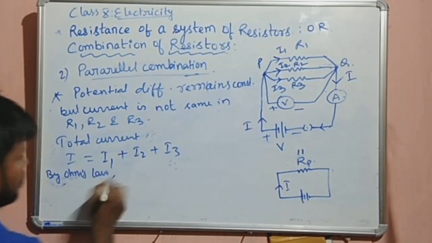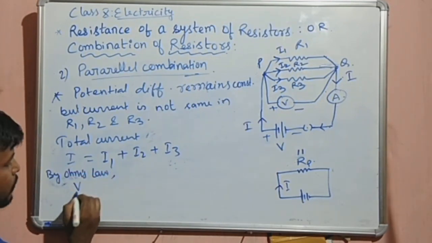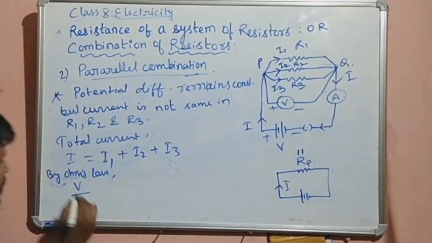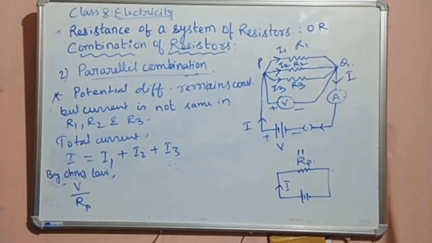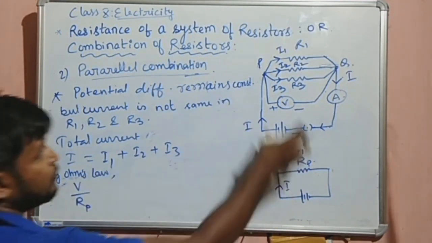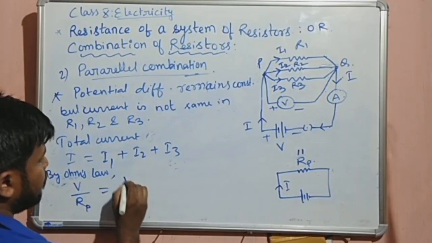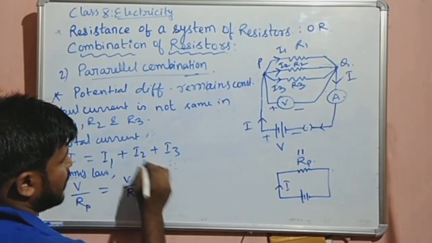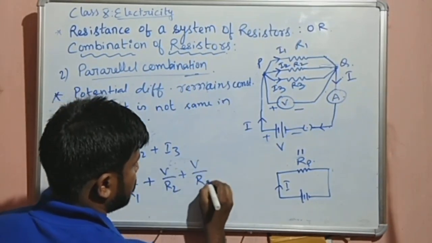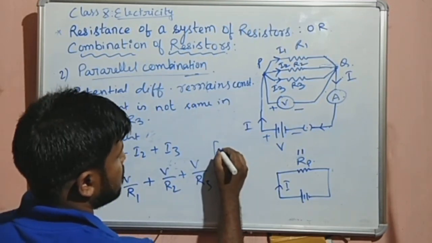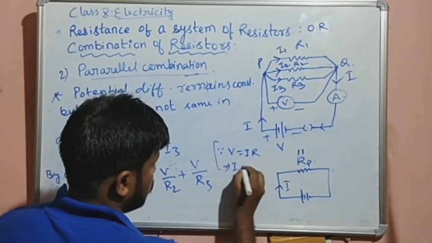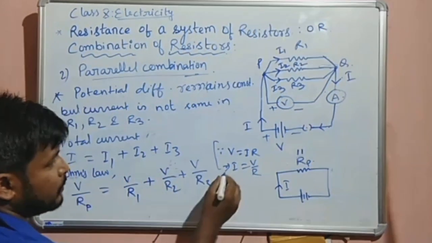By Ohm's law, I is V upon R. But here we are talking about the total resistance, the equivalent resistance Rp, because this is our total current. So I is equal to V by Rp, because the potential is the same. So V by Rp is equal to I1, which is V by R1, plus I2, which is V by R2, plus I3, which is V by R3. How did this V by R come? Because Ohm's law states that V is equal to IR, so I is equal to V upon R.